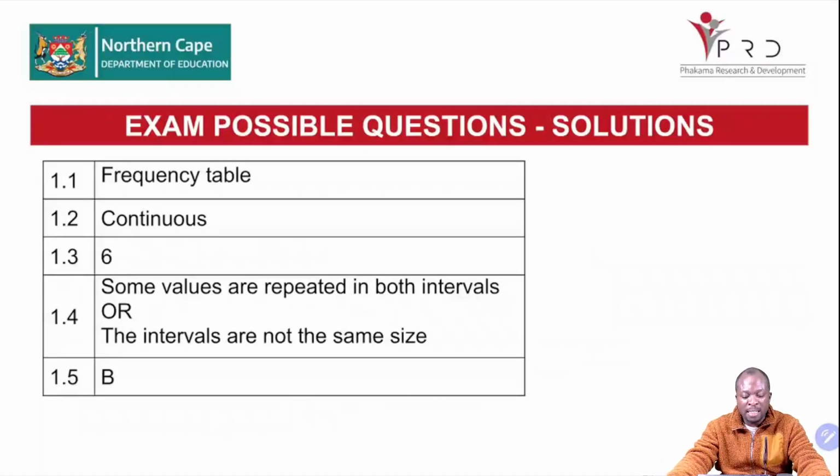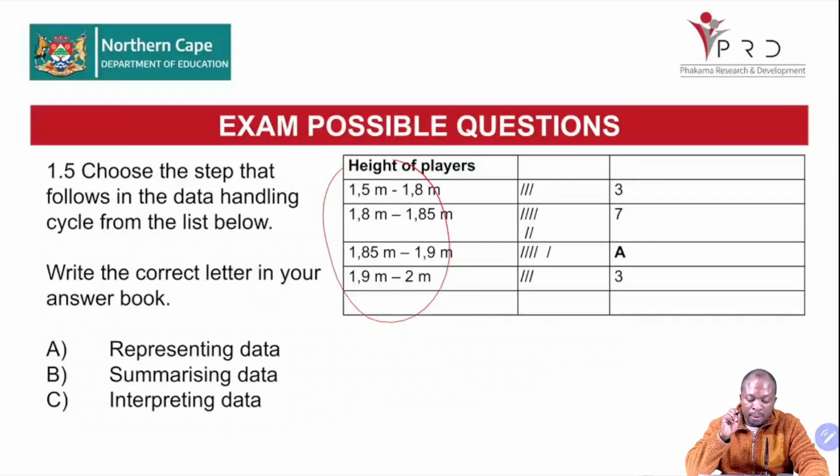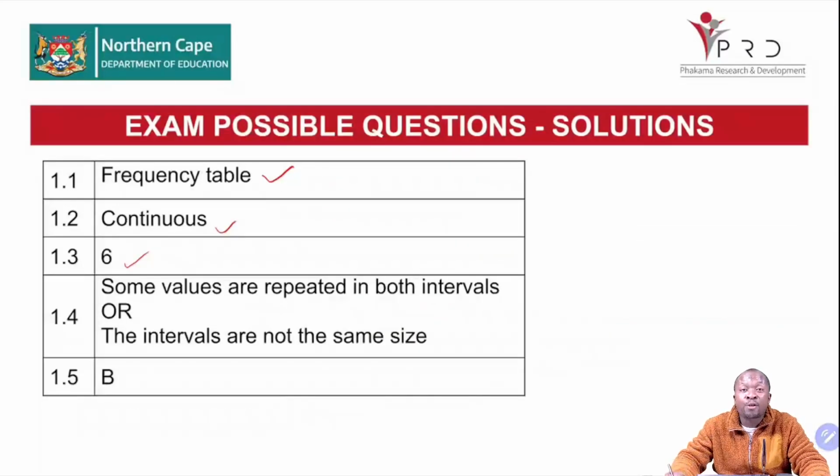So here are our answers. Remember the first one, we were saying what instrument was used here? We used a frequency table. The next one, continuous. Then the value of A is 6. Some values have been repeated in both intervals. So if you go back, you can see there's 1.8 and there's 1.8, 1.85 and 1.85. So sometimes if you're not careful, it can actually confuse you on that. And then the last one, our answer is B.